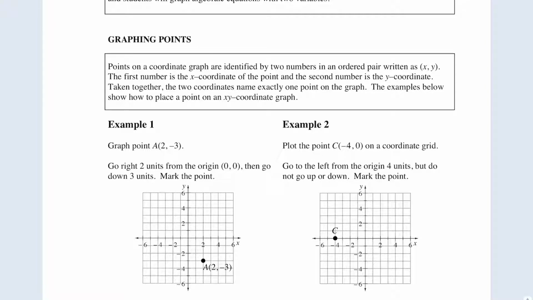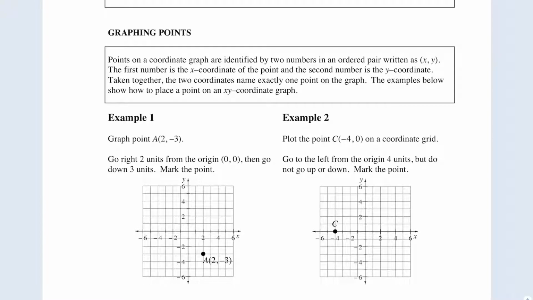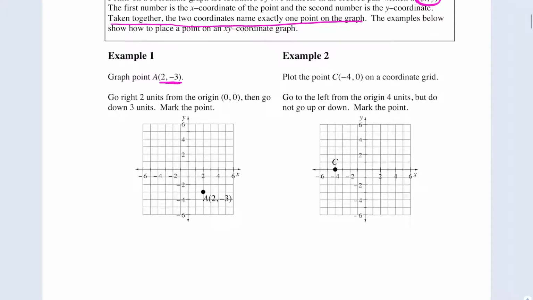Okay, so reviewing really quickly, remember that coordinate points are written like this. There are two numbers written in parentheses separated by a comma. Typically, when we're referring to them and we don't have a specific point, we usually call it x comma y. That's because we have an x coordinate and then we have a y coordinate that follows. Okay, and I like what it says here. Taken together, the two coordinates name exactly one point on the graph. So there's a very specific rule that we have to follow here.